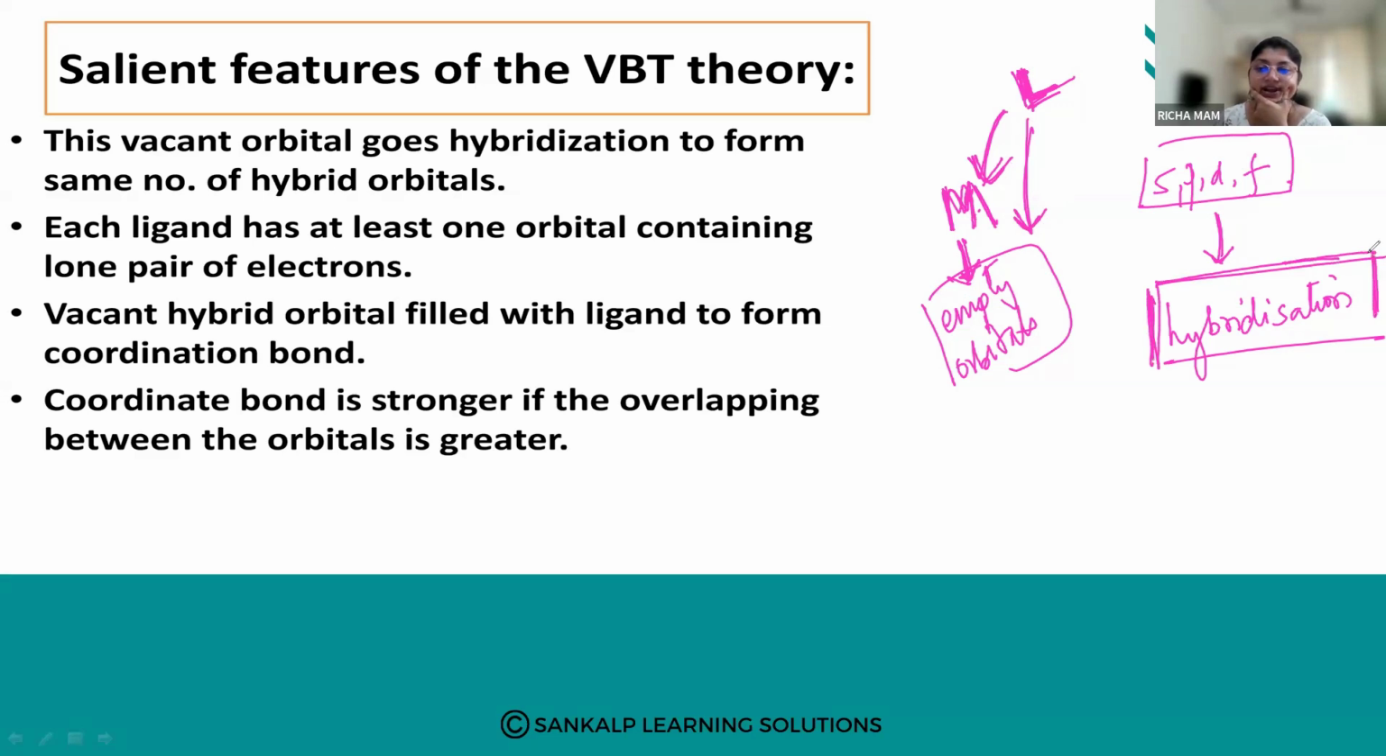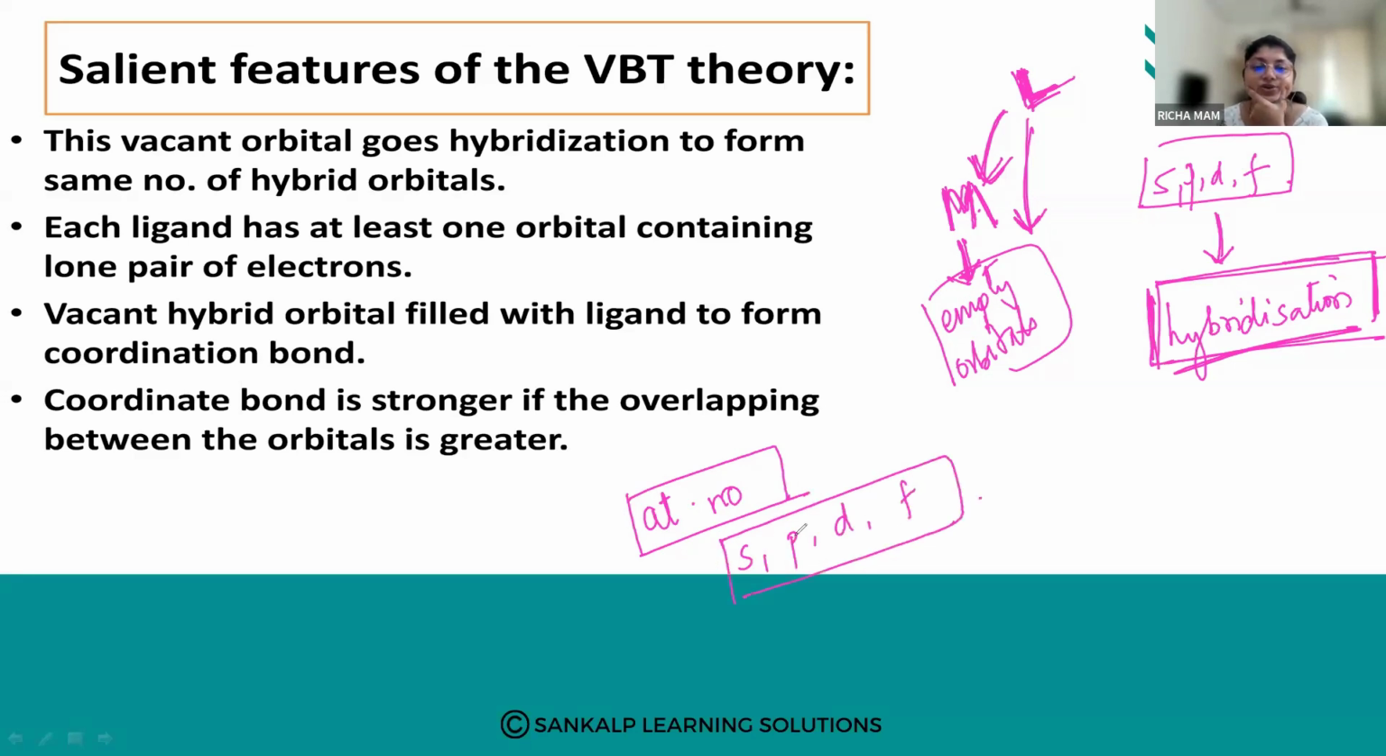What do you mean by hybridization? Whatever atomic orbitals are there, S, P, D and F, they are different orbitals and will have different energy. They will produce a new set of orbitals, and these new orbitals are called hybrid orbitals. These hybrid orbitals will have a definite spatial arrangement. For hybridization, they will give you an equal number of hybrid orbitals.